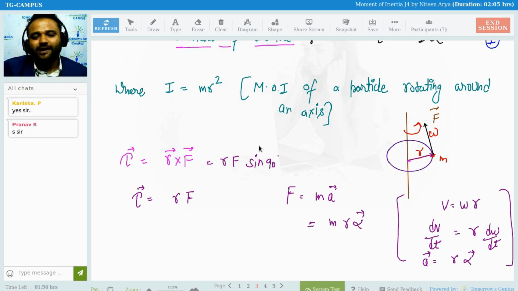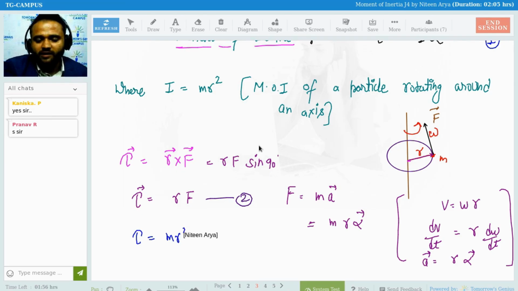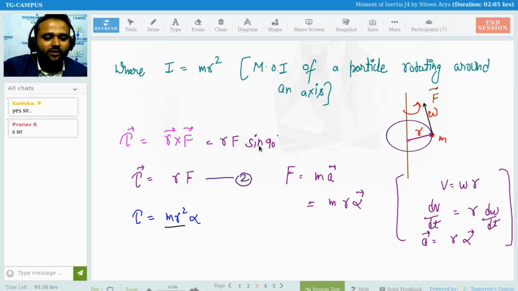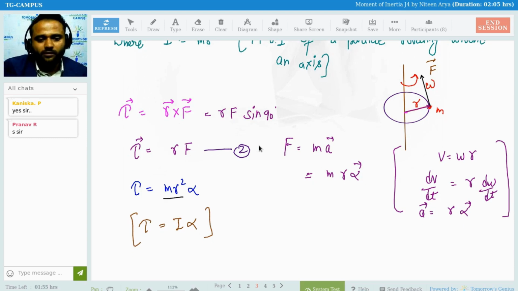The moment I put R alpha instead of a in this equation 2, simply what I get is torque tau equals m r square alpha. And then I can change this m r square into I, where I equals m r square.